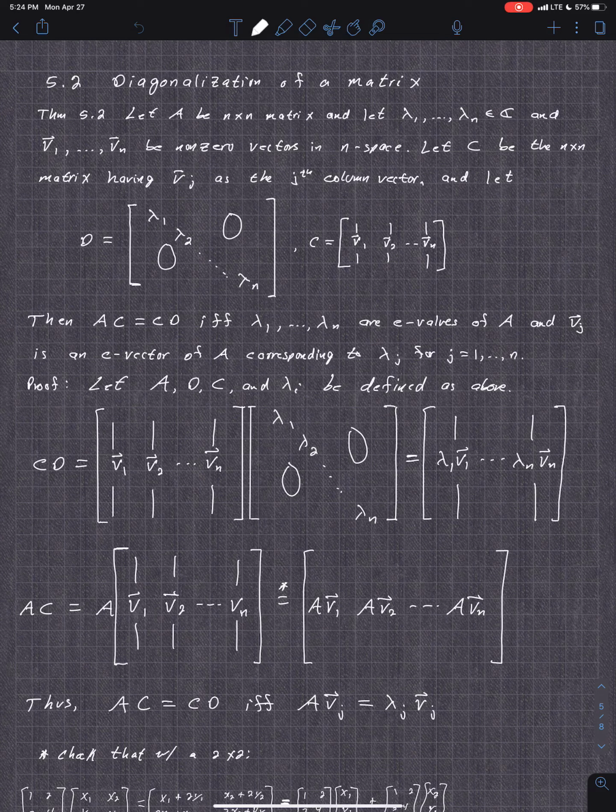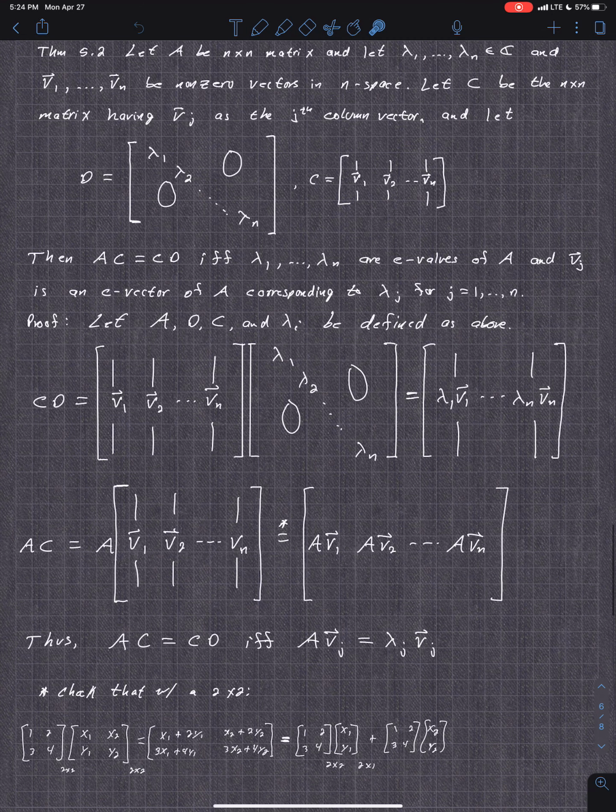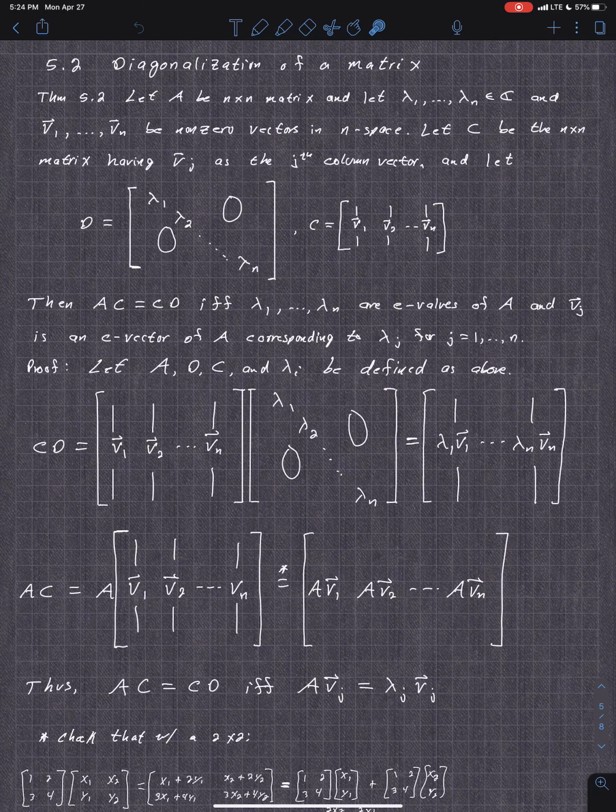All right, let's continue in 5.2, diagonalization of a matrix. So here's the theorem that we started, and I actually did all the proof, but it's easier to talk about sometimes, especially with this notation. So let's let A, D, C, and lambda be defined above. Normally you might rewrite everything, but not always. You can just say it's from the statement above in the theorem.